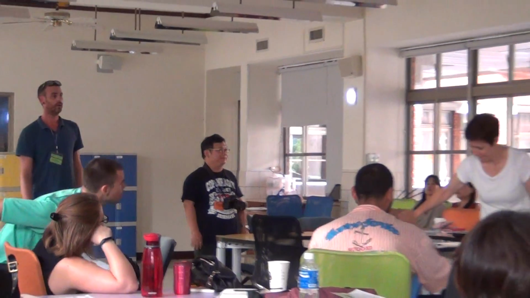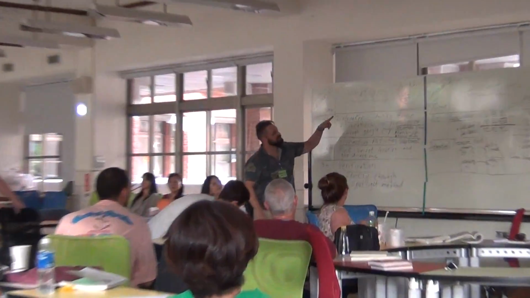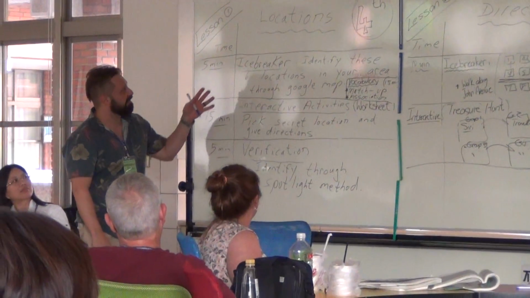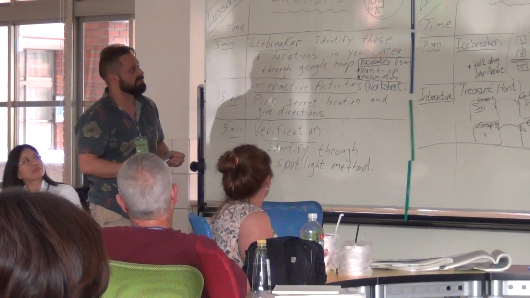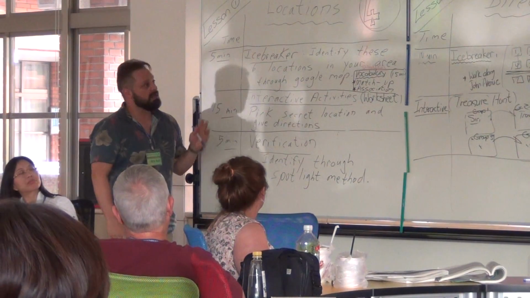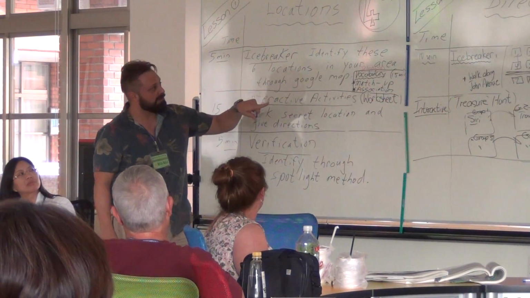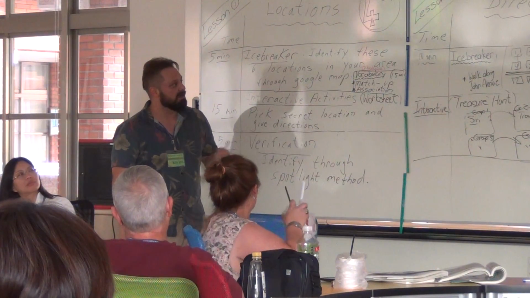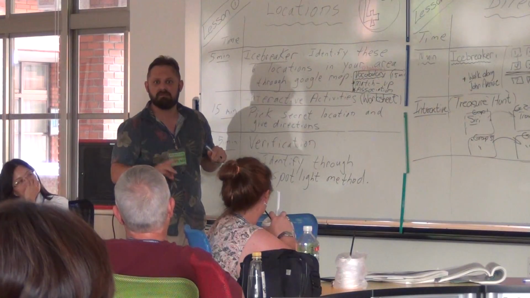We got lesson 1, and we were talking about two things. We broke it up into locations and directions. Lesson 1: 5 minutes of icebreaker, students have to identify 6 locations in their area on Google Maps. Then after that we'll do the vocabulary matchup and association, 15 minutes. We said we're going to use spotlight.